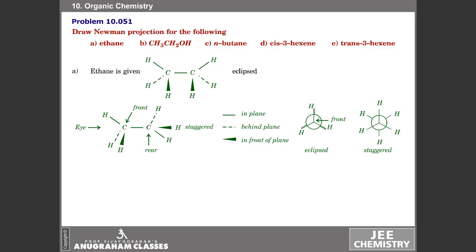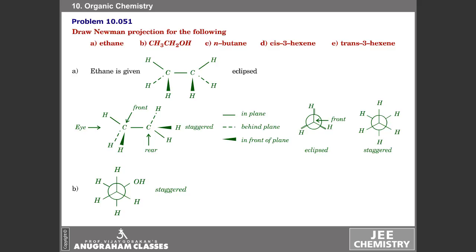So following this, we will be able to draw the staggered and eclipsed form of ethanol. We have shown only the staggered form. There is another possibility. We can write the eclipsed. In the eclipsed form, the OH goes exactly behind a hydrogen. The eclipsed form can become the staggered form, or the staggered can become eclipsed, by rotating the rear carbon by 60 degrees.